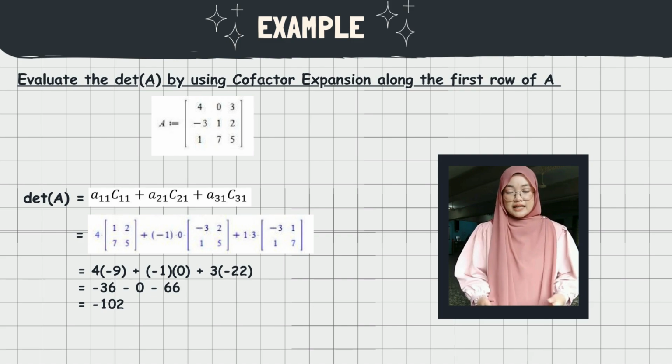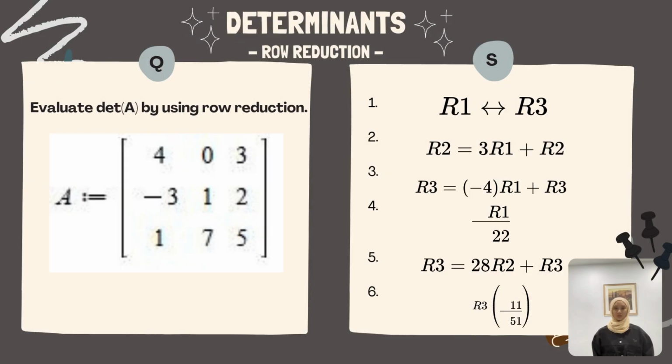So the final answer is negative 100. For the determinants by row reduction, the question given is: find determinant A by using row reduction. We will use a series of row operations to simplify this matrix to upper triangular form, keeping track of any changes to the determinant along the way.